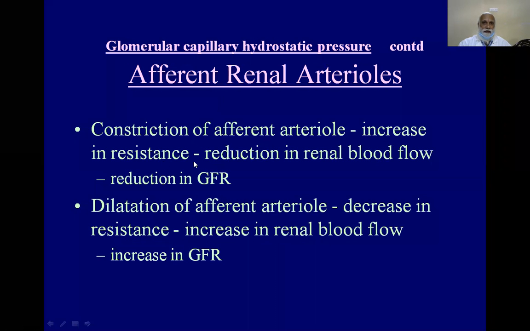Now, afferent renal arterioles: constriction of the afferent arteriole. Imagine the arteriole entering the Bowman's capsule; that is the afferent arteriole. If this constricts, the resistance to blood flow is increased, so the blood flow into the capillaries will decrease. If there is a reduction in renal blood flow, GFR is also reduced. If the afferent arteriole is dilated, resistance is decreased and the renal blood flow will increase, so GFR will also increase.